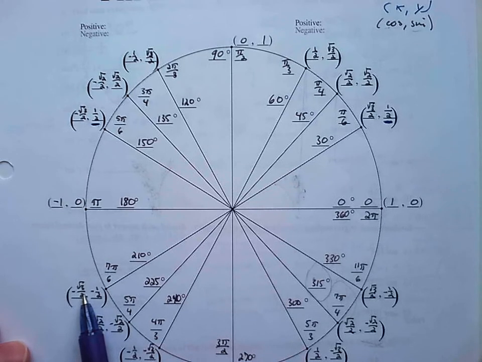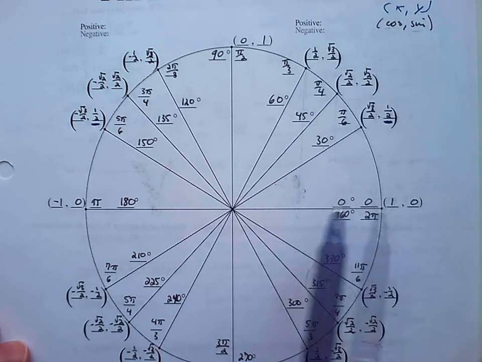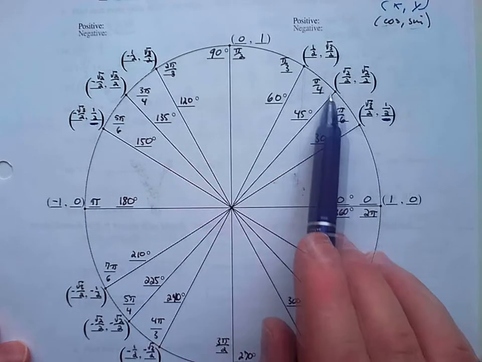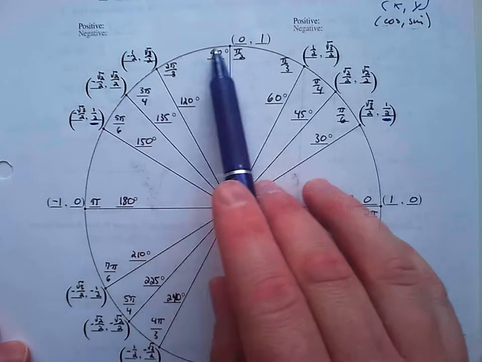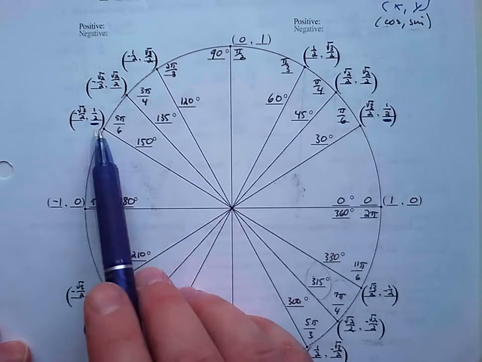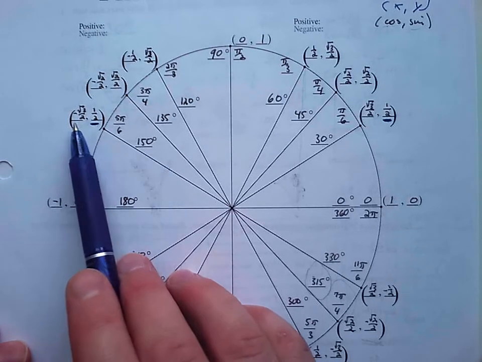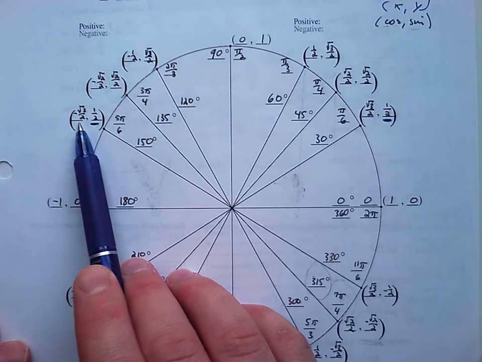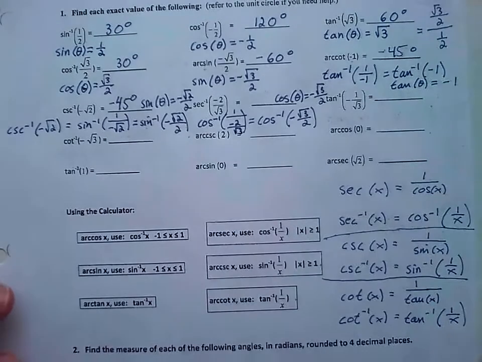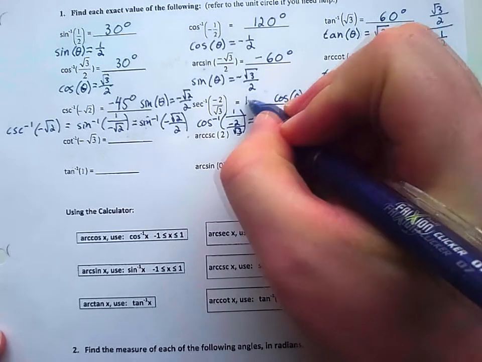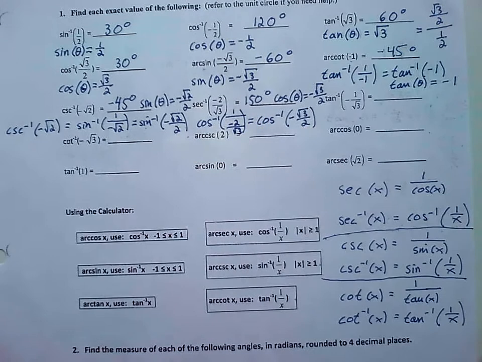But keep in mind that for the arc cosine, we have to be between 0 and pi, so we're only dealing with the top half of this circle. So therefore, the angle that we're going to use is 150 degrees, because for 150 degrees, the x value is equal to negative square root of 3 divided by 2. So therefore the answer for this problem is equal to 150 degrees.